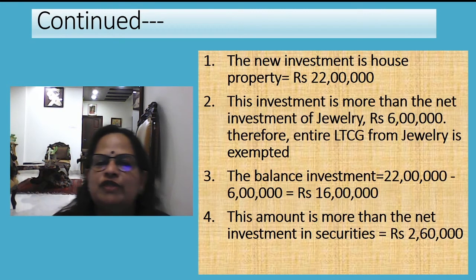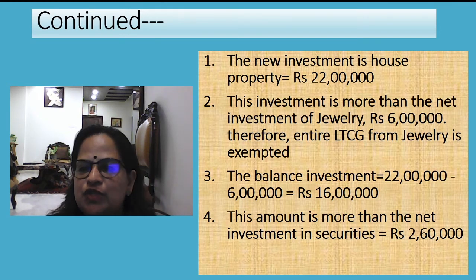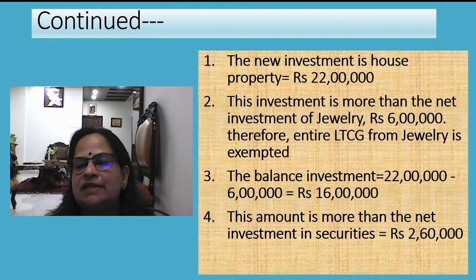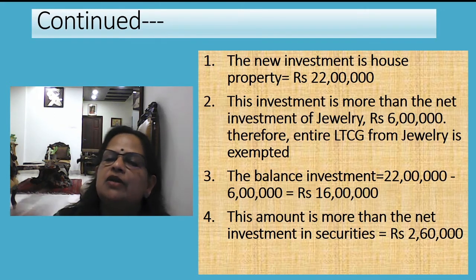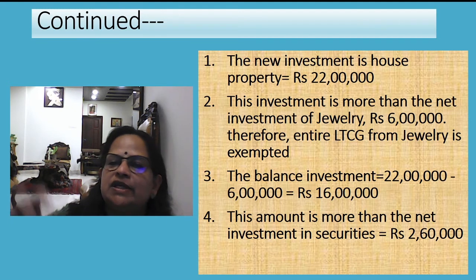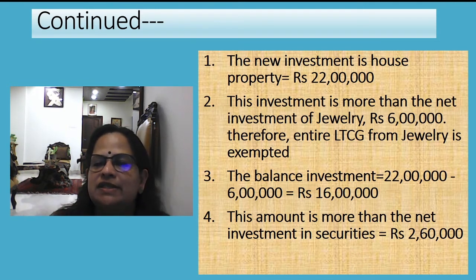Now, new investment in the house, it is given in the question, 22 lakhs. Now this investment is more than the net investment of jewelry. So this jewelry sale price is 6 lakhs. Therefore entire LTCG from jewelry is exempted. So you can see in the solution, jewelry will get the complete exemption. Now this balance investment we have to see. 22 lakhs is the new investment. He has already claimed jewelry 6 lakhs. Now balance amount is 22 lakhs minus 6 lakhs. You are getting 16 lakhs.